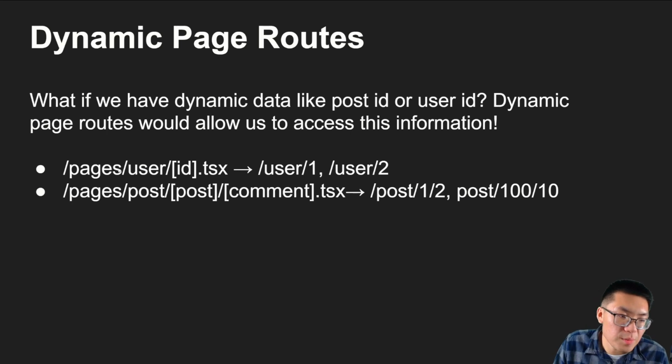An example here is we can have a pages/users folder, and then we have this [id].tsx. What these brackets represent is the dynamic data. It means that whatever the user enters here is referred to as an ID. So this can be used to represent /user/1, which would be user ID 1, and it can also represent /user/2, which is user ID 2. We can have multiple dynamic data, like in this example with the post. We can have a post ID and a comment ID, which you can see is represented this way.